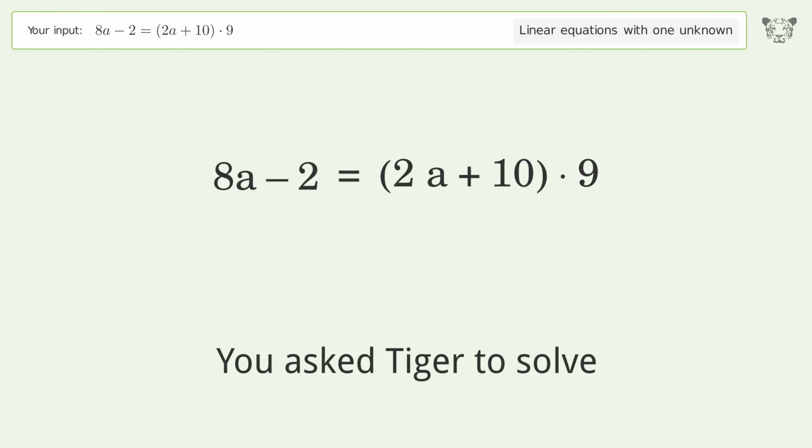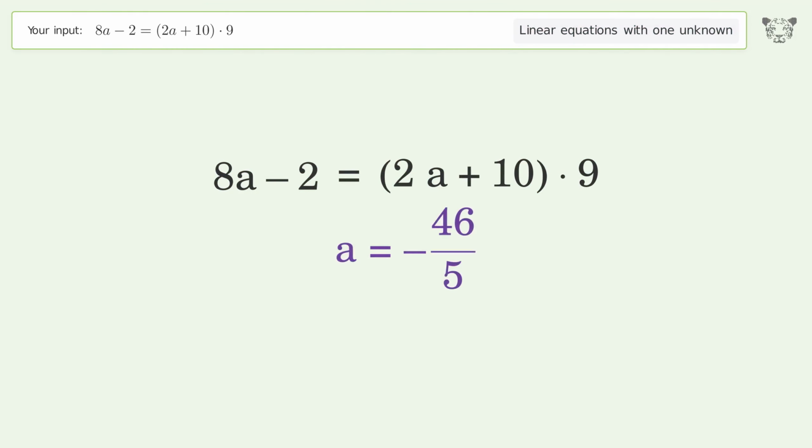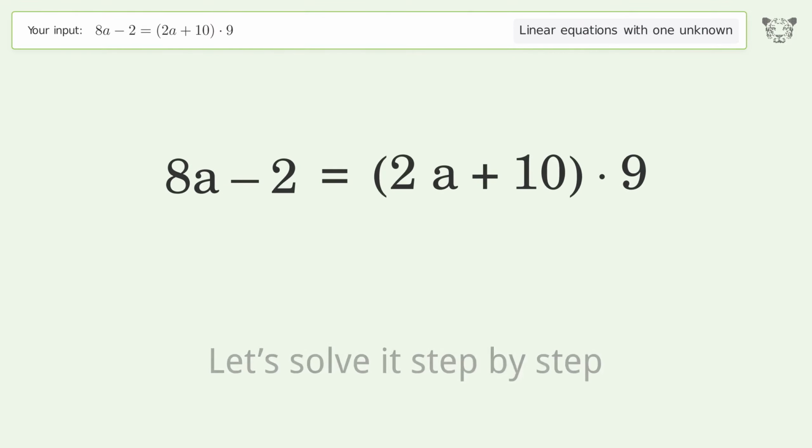You ask Tiger to solve. This deals with linear equations with one unknown. The final result is a equals -46/5. Let's solve it step by step.